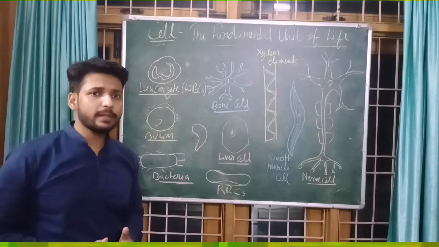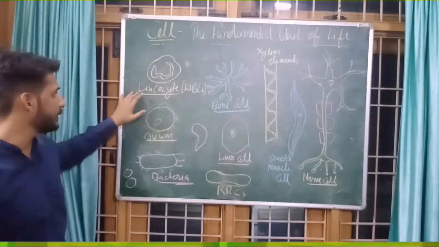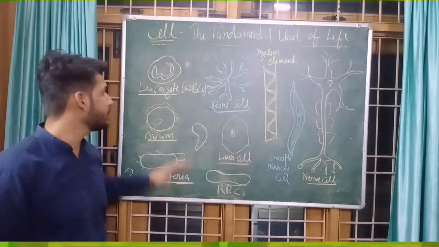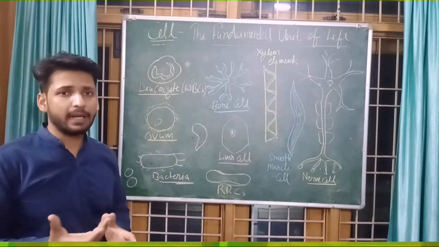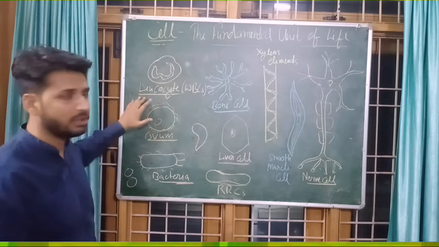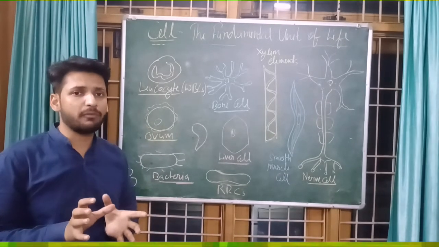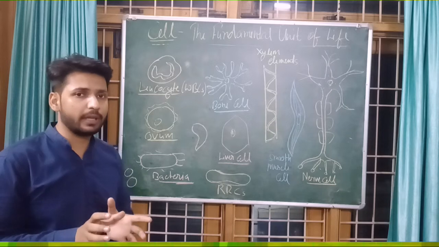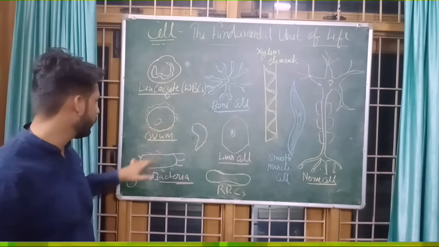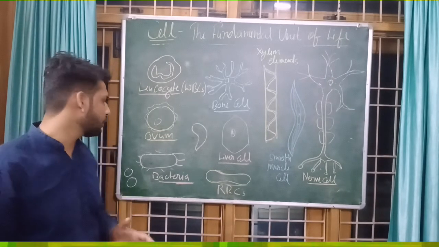So now here you can see the various types of shapes and structures of the cell. This is the leukocyte, known as WBCs or white blood cells. They change their shapes and are amoeboid. Amoeboid means the same as amoeba, as they change their shapes. This is ovum. Ovum is spherical or oval in shape. Next is bacteria. Bacteria also have different kinds of shapes.